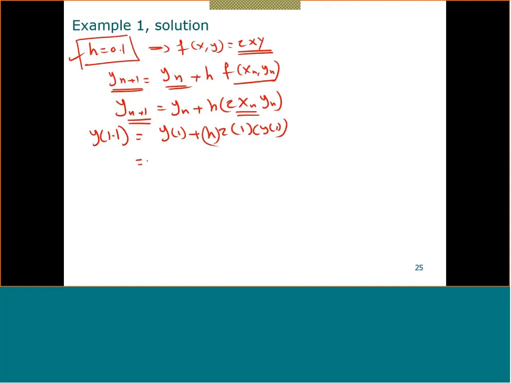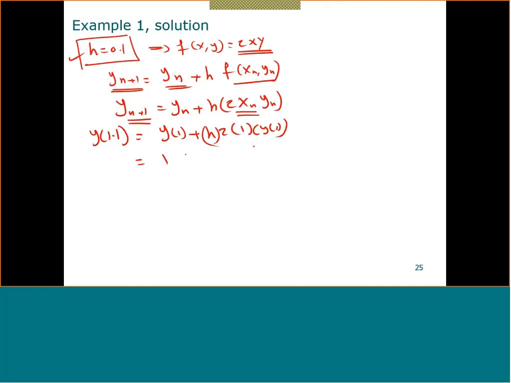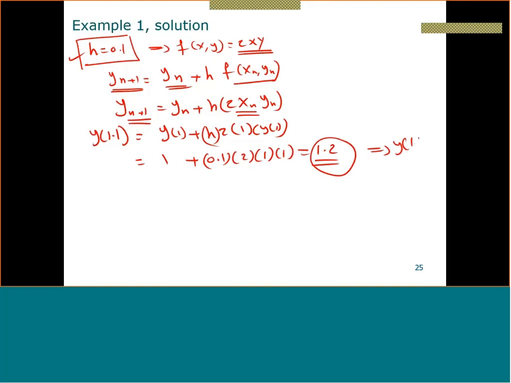So what is y of 1? This is equal to y of 1, which is 1, which is given to us as the initial condition. Y of 1 is 1. So this is 1 plus your h, 0.1, times 2 times 1 times 1. So this gives me 1.2. So with h equal to 0.1, this is your y at 1.1.